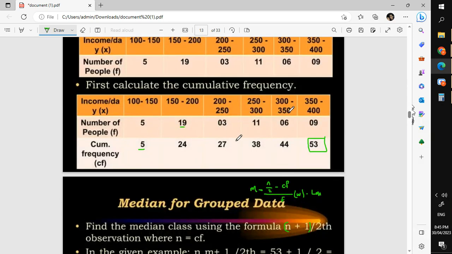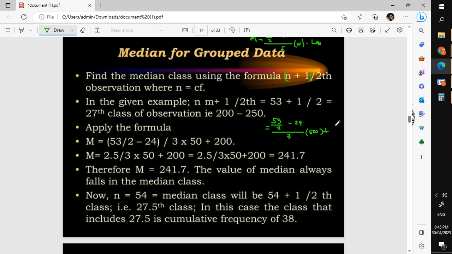Our median class here is on the 27th observation. So we have the lower limit, that's 200. The upper limit is 250. So we add 200. Now, if you simplify this, you will come up with 241.7. Okay, so that means the median in this particular example is 241.7.